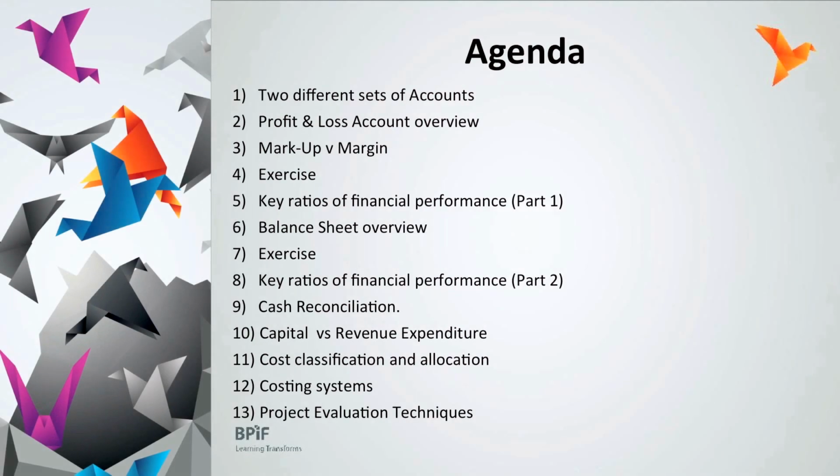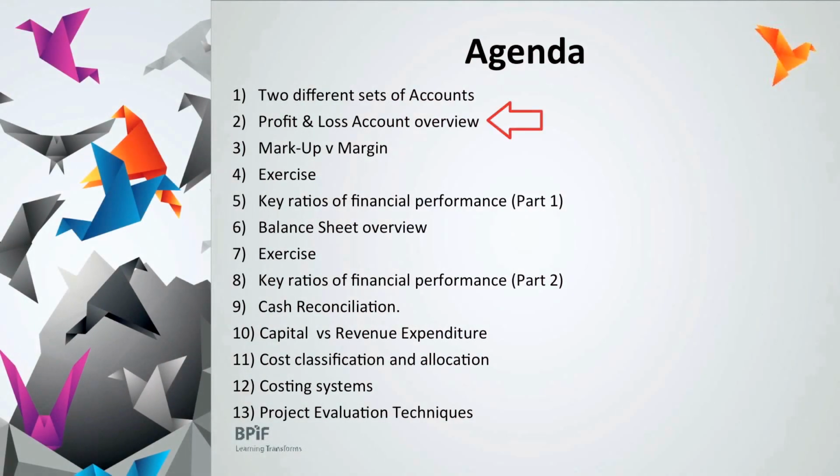First of all, I'm going to talk about the two different sets of accounts that we have, a quick explanation of the difference between statutory accounts and management accounts. Then we'll have an overview of the profit and loss account, a quick look at an area of confusion between markup and margin, and then we'll look at some key ratios around the profit and loss account, where we're comparing performances, certainly between two different companies.